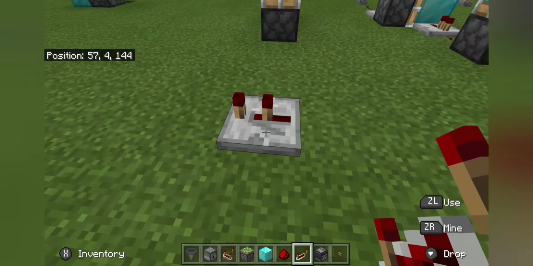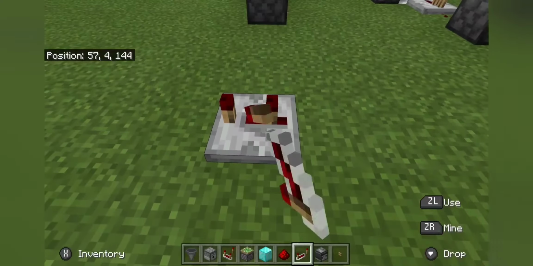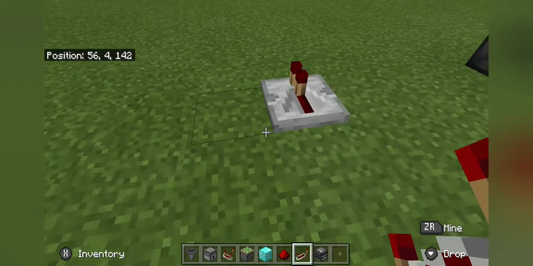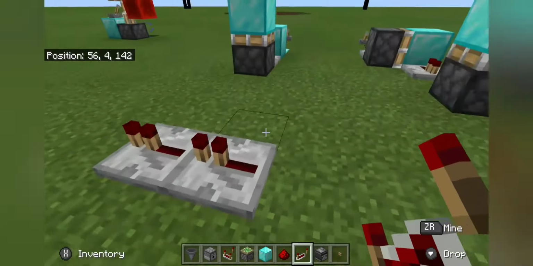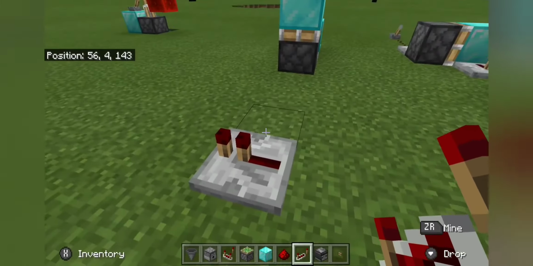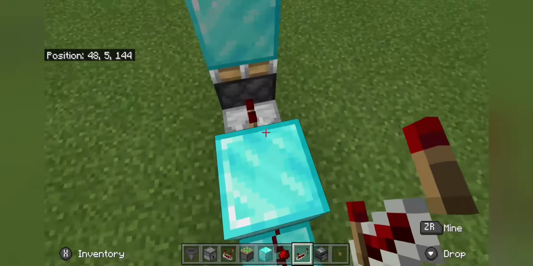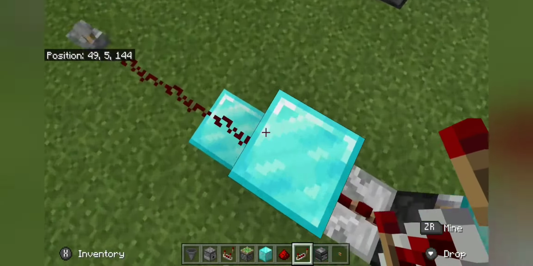You press the repeater to add more ticks. This is a 1 tick delay, 2 tick delay, 3, 4. And then you add them together to make more delay, but that delay is different than a pulse. The pulse is a pulse that lasts a certain amount of ticks.